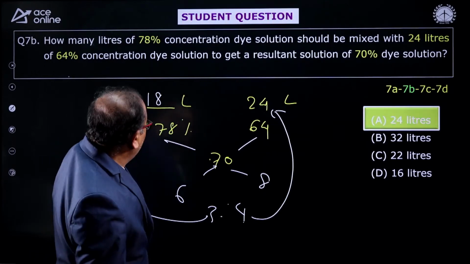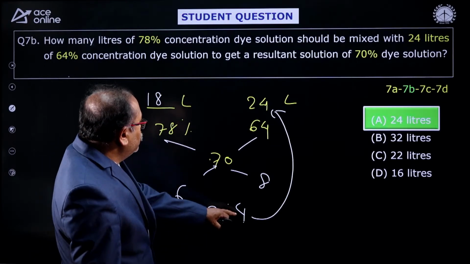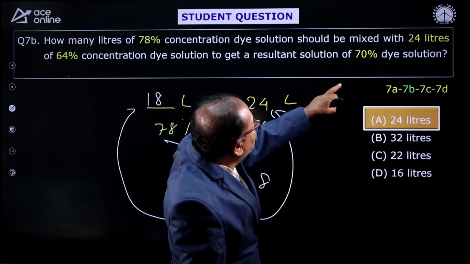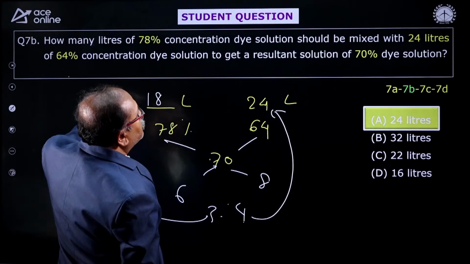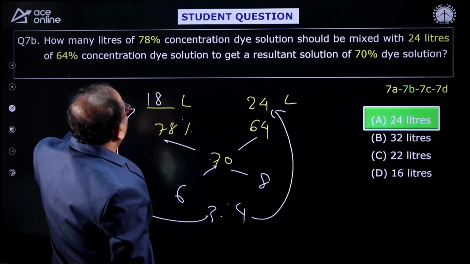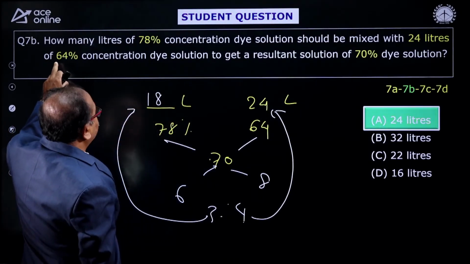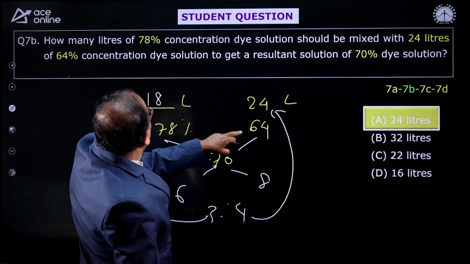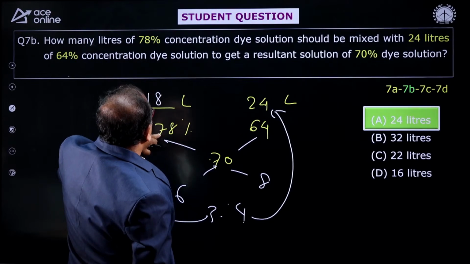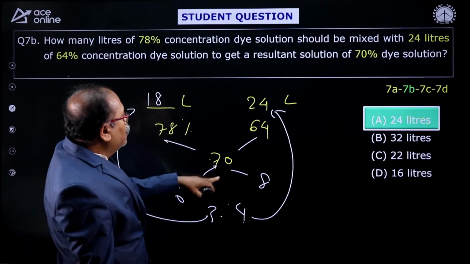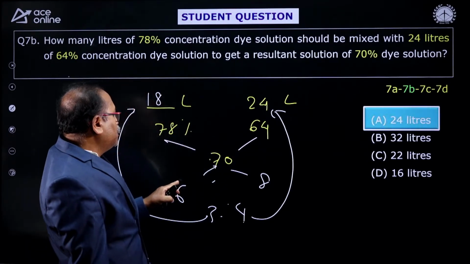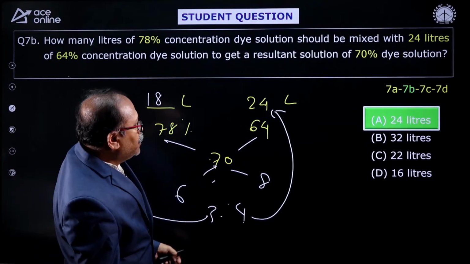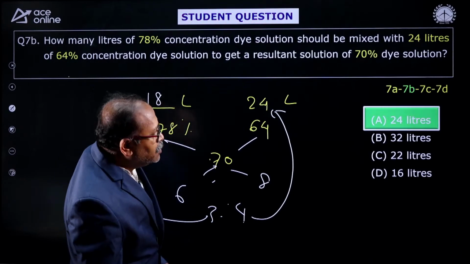This is 6, 4 is 24, right? Acha, what is this 24 liter mixed with 24 liter of 64%? Okay, so if this is 64%, the first one is 78%, the overall this one, so this is 6 and this is 8, 3:4, then I think it should be 18 liters, sir.